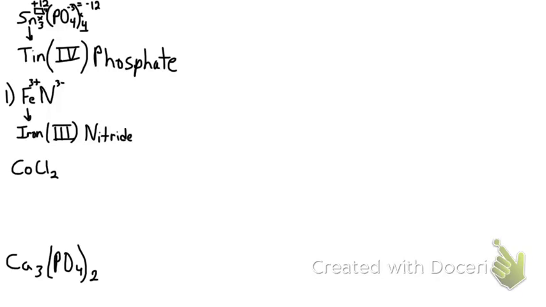Next up, we have our number 2, which is COCl2. As we look at the periodic table, we find that CO is cobalt. Cobalt is also a transition metal, so we will need parentheses. And then we look at Cl. Cl is chlorine, but you can't have chlorine, so we change the ending to "ide" and we have chloride.